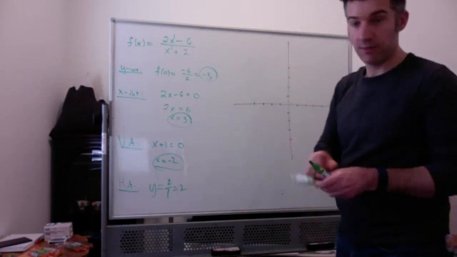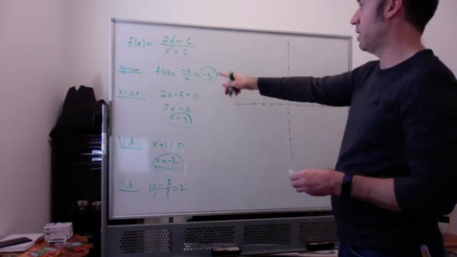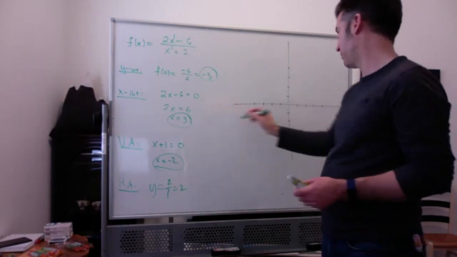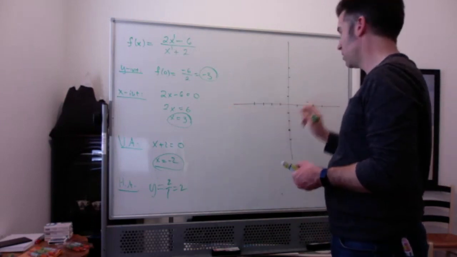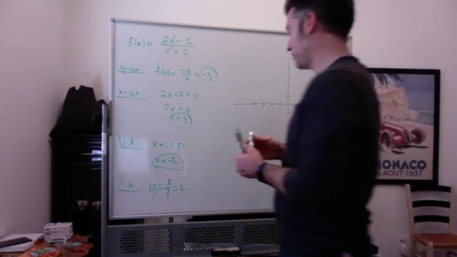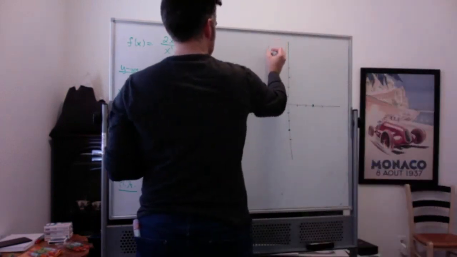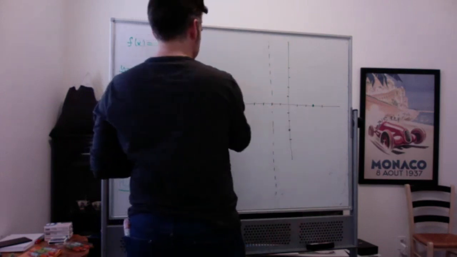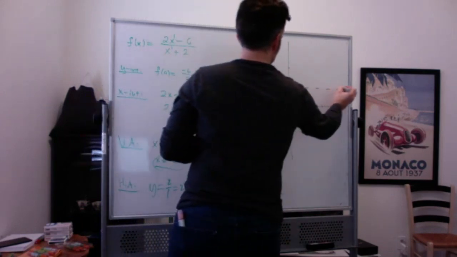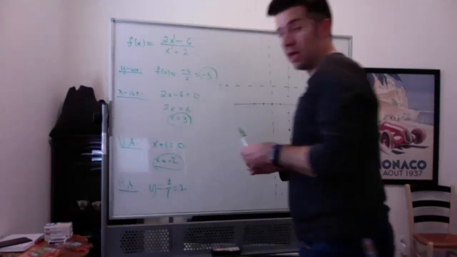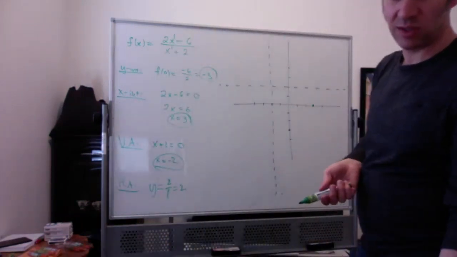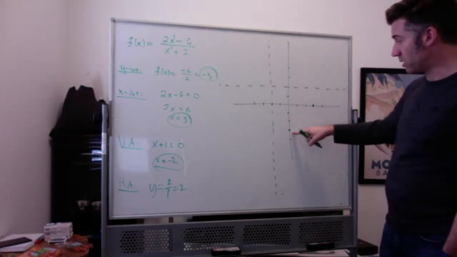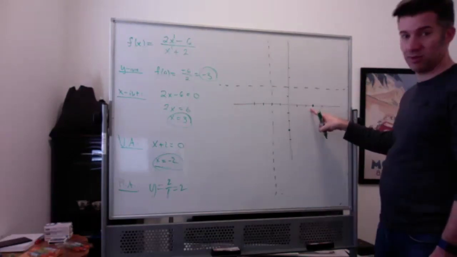Let's see what we've got. We've got intercepts, a y-intercept at -3, just like last time. An x-intercept at +3. A vertical asymptote at -2. And the horizontal asymptote at +2. Okay. And I am typically the kind of person that likes to start at my y-intercept and move to the right. So as I move to the right, I have to hit my x-intercept.